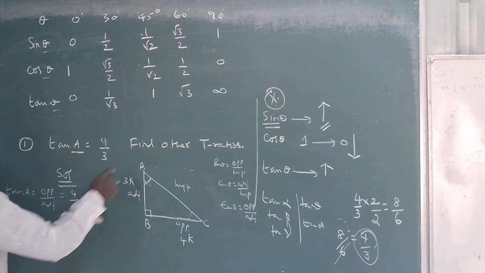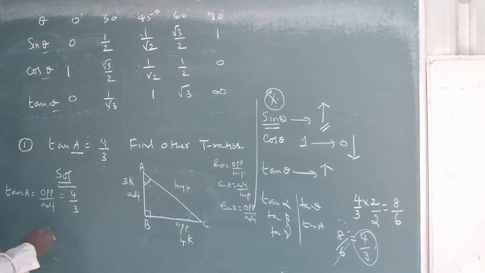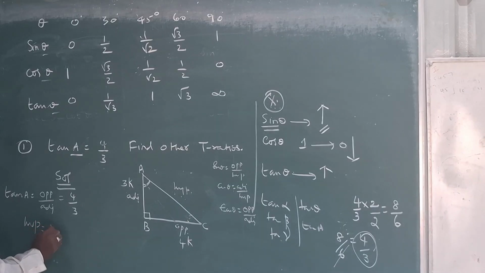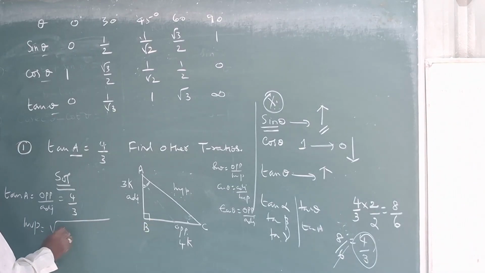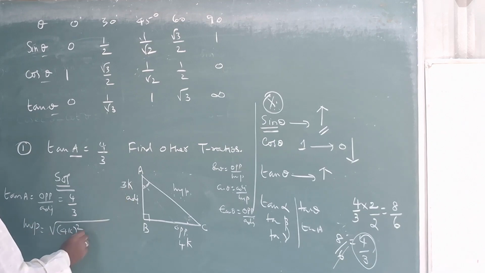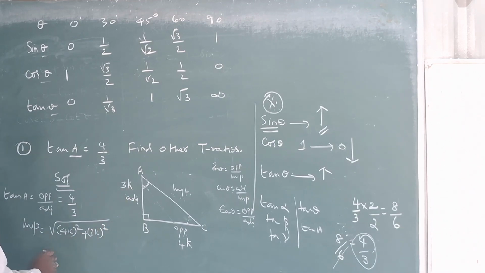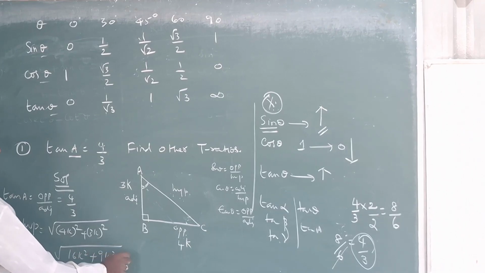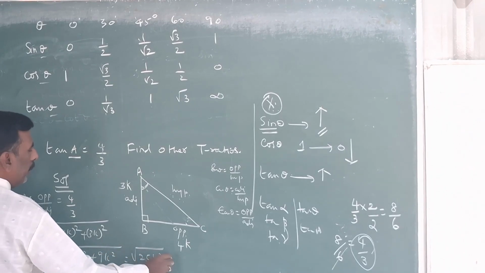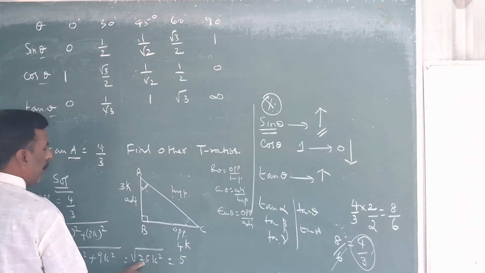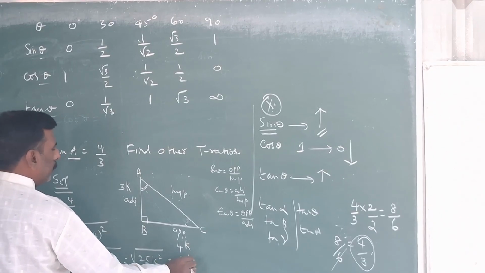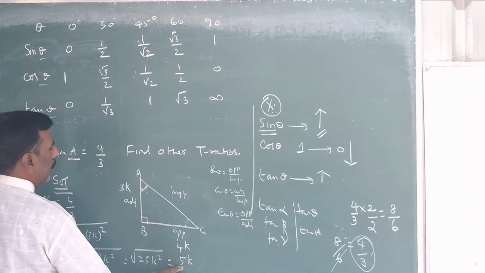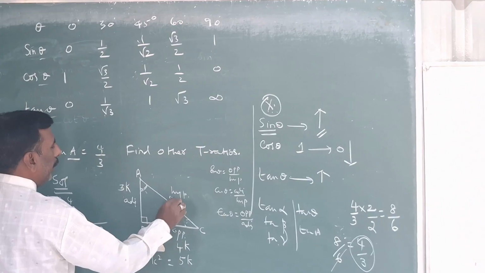Now we want to find the other ratios. I don't know the hypotenuse. The formula of the hypotenuse, you know very well, is the root of opposite square, 4K square, plus adjacent square, 3K square. Root of 16K square plus 9K square equal to root of 25K square, which is 5K, since the square root of 25 is 5 and the square root of K square is K. It should be only positive because these are lengths of the triangle. So the hypotenuse is 5K.